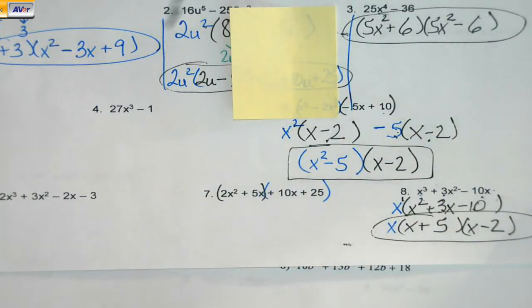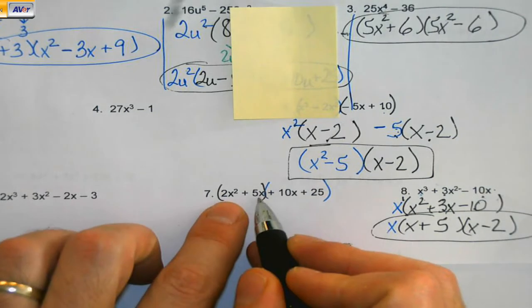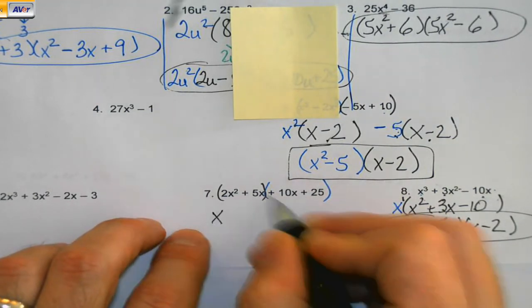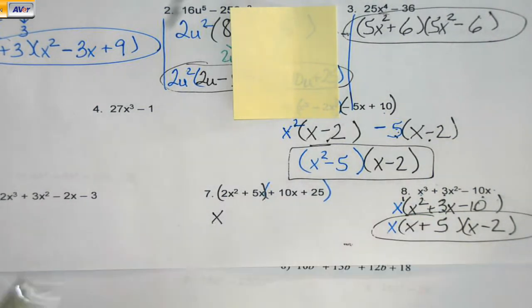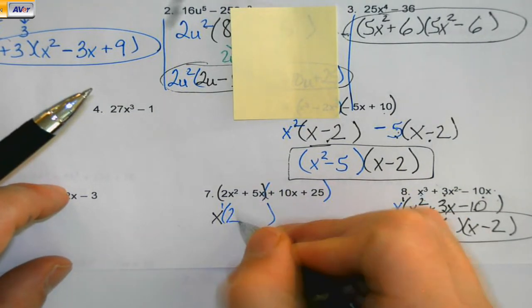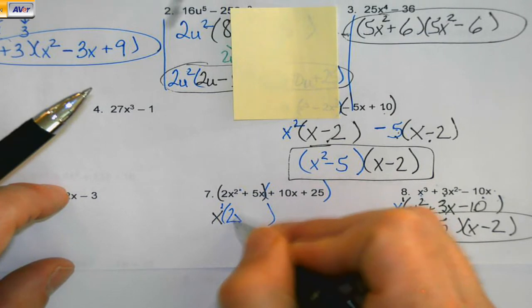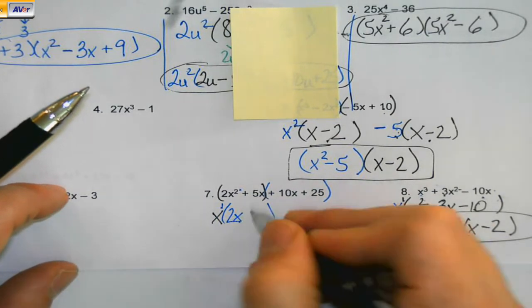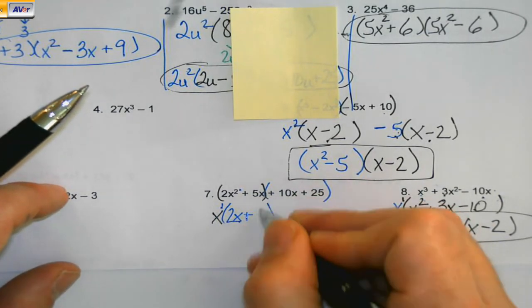Look for the biggest thing that they have in common. Sometimes it may be a variable. Sometimes it may be a coefficient. Sometimes it may be both. So like here, x looks like the only thing they have in common. So I'm like, okay, I got 1x. I need to get to 2. I got the x here. I just need the 5.